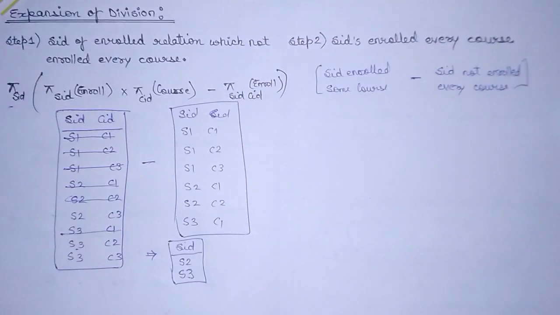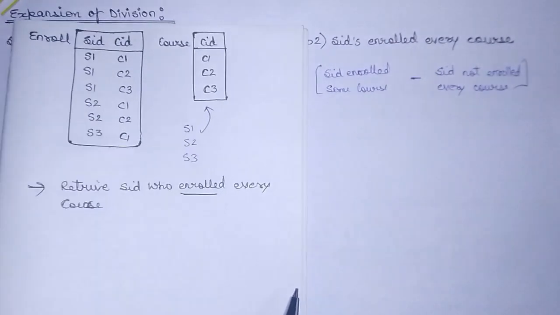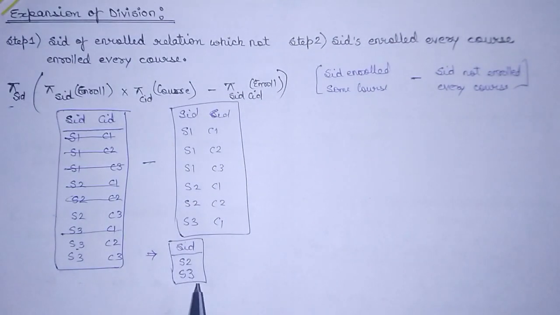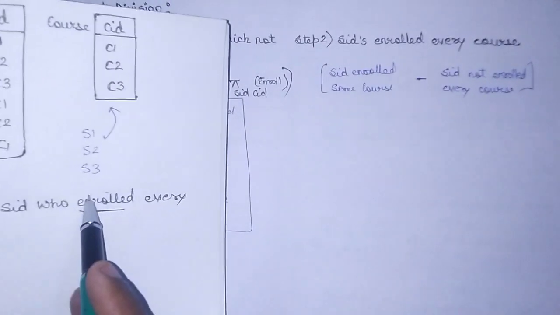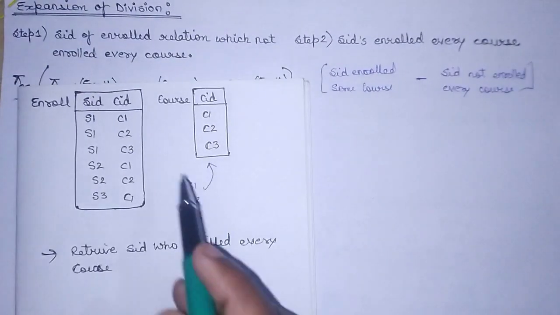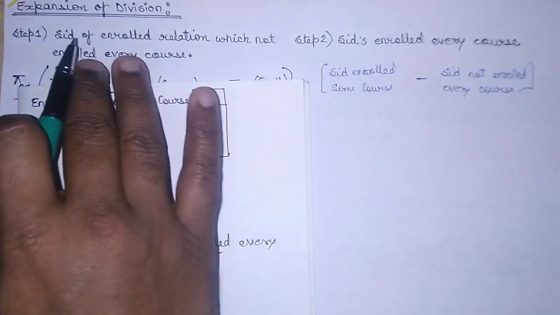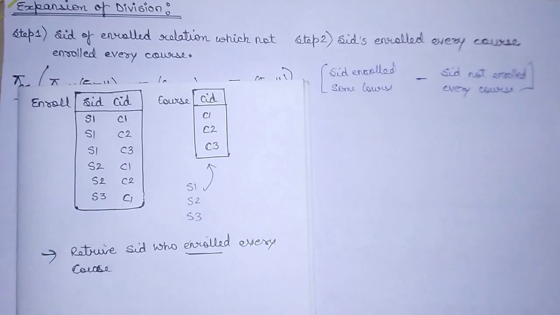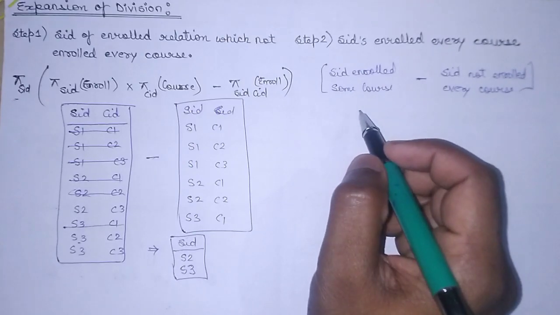So whenever we are using the division operation, we have to first of all negate that particular thing. So here I am negating this every as this some, I am negating this every as this not enrolled. Here we were talking about the enrolled, and here we are talking about the not enrolled. So this is for negation. Now we have to subtract this negation from all the student IDs. So how will it work? See, SID enrolled in some course.